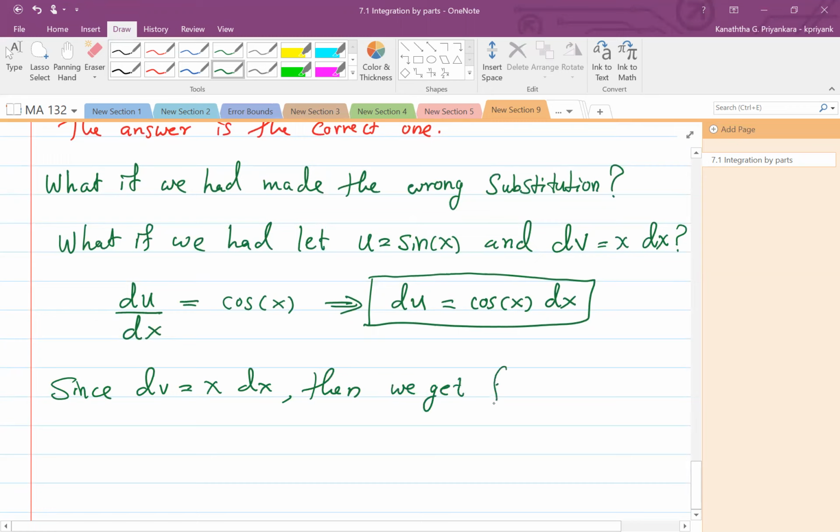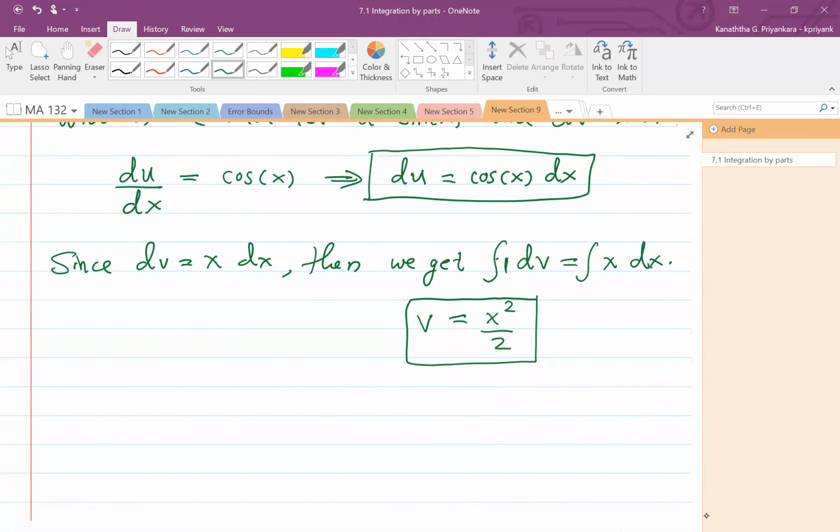So we integrate both sides again. dv, that would be the integral of x dx. Remember, this is 1. The integral of 1 with respect to v, we get v. And the integral of x, we get x squared over 2. So that is our v. Now again we have u, dv, du and v. So substitute into the formula.